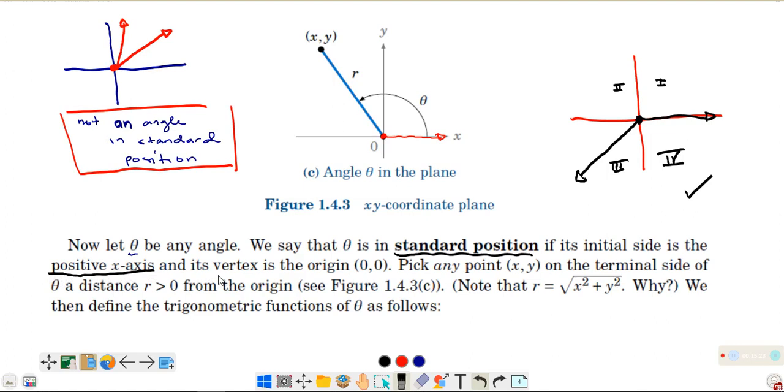Positive x-axis at saka vertex is at the origin. So, I hope that was clear. Since nakapag-plot na tayo ng angles in standard position, ayan, kung meron kang terminal side, pwede kang magkaroon ng length ng radius. So, kung meron kang xy point, any point on the terminal side, magkakaroon ka ng radius na r.